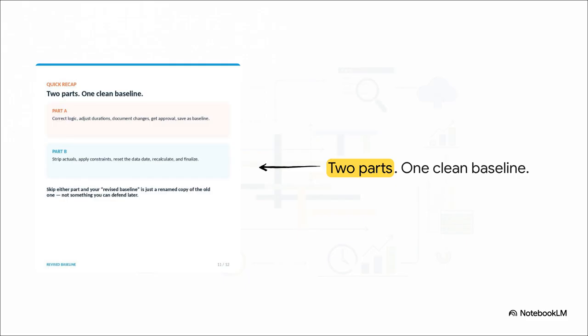This right here is going to act as our structural anchor for the rest of the explainer. If you skip either part, your quote-unquote revised baseline is really just a renamed copy of an old schedule. And as we're going to discuss later, that is a huge liability.